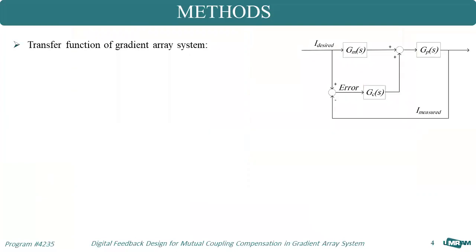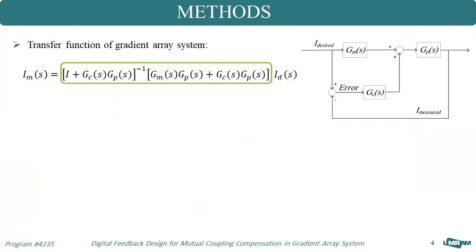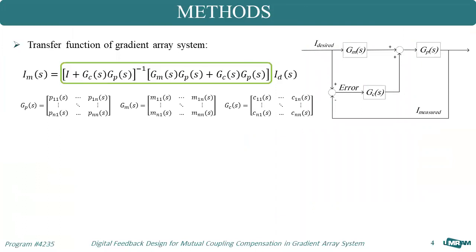Assuming the gradient array system as a linear time-invariant system, the whole system can be shown by 3 transfer function blocks, as you can see in the figure. And the transfer function of the whole system will be like this, where G_P is the transfer function of the gradient coil with amplifier, G_M is the characterized model, and G_C is the controller.